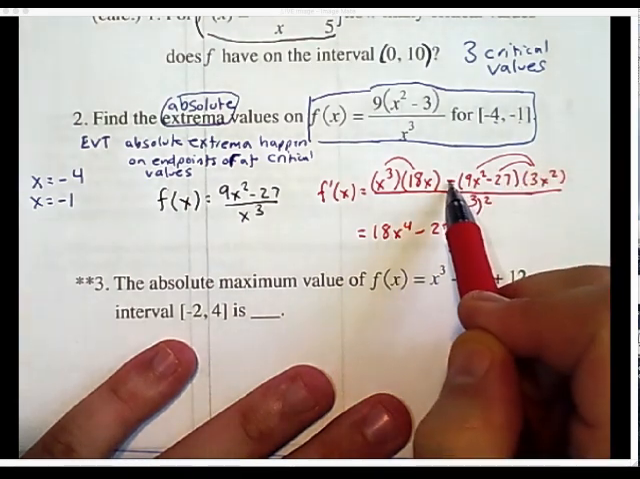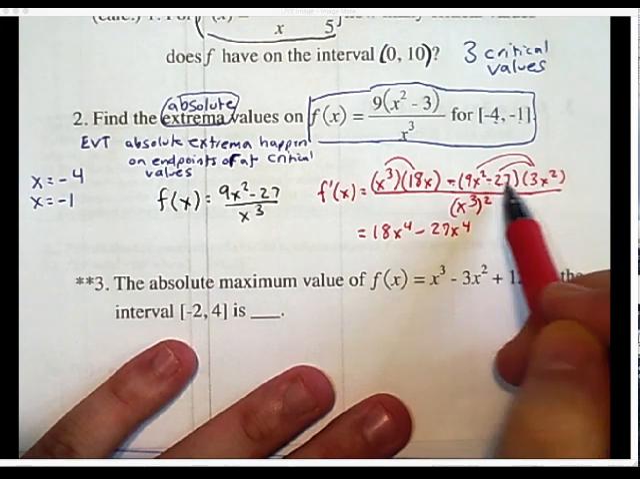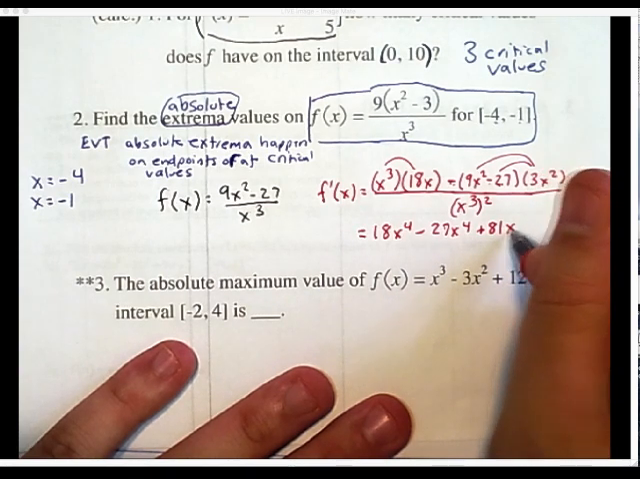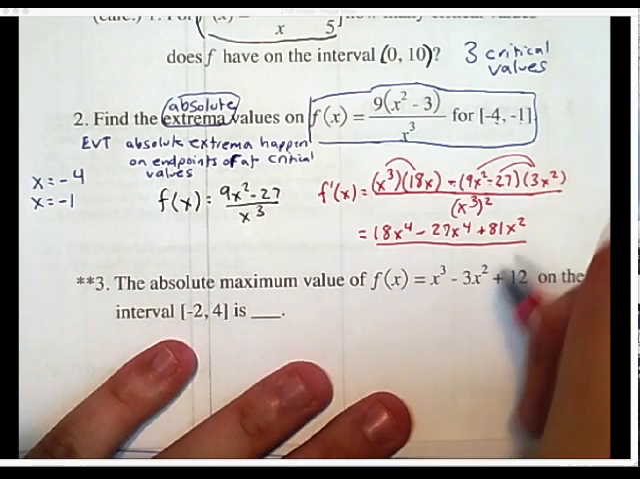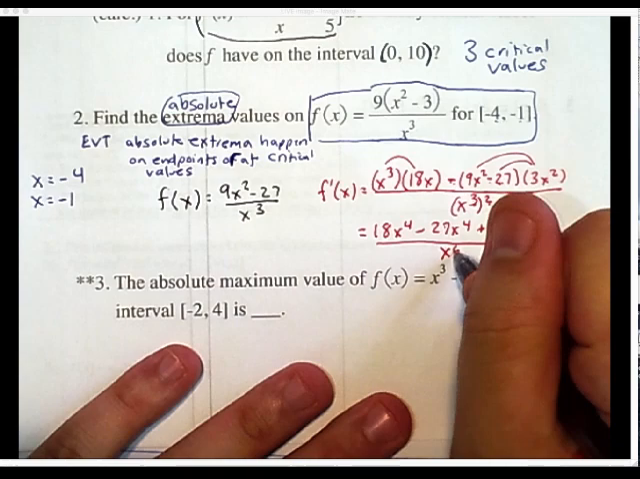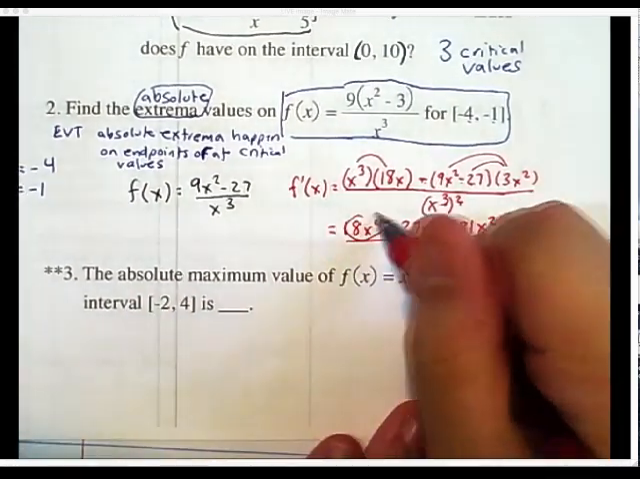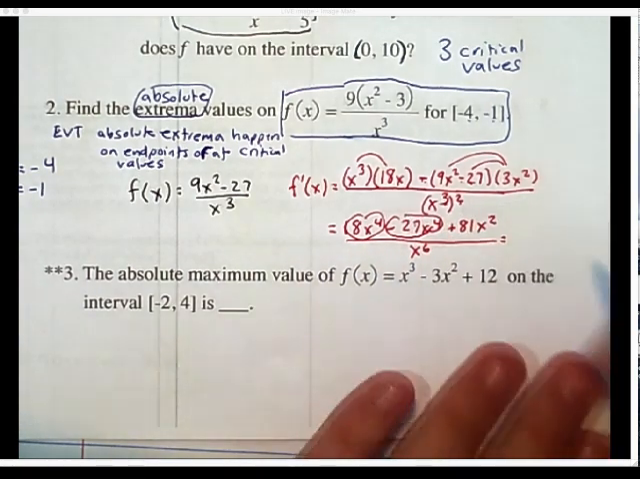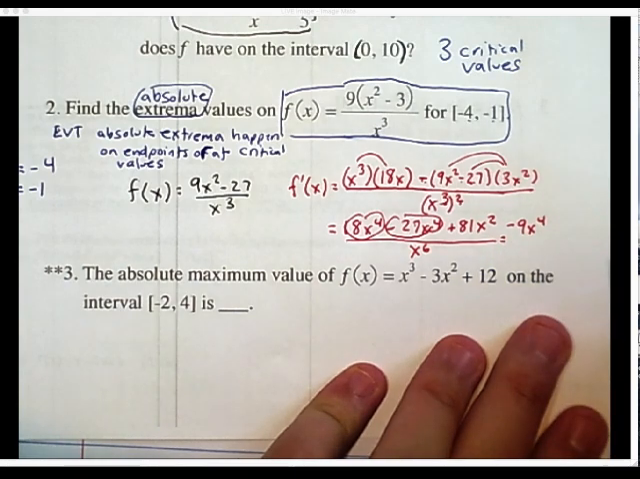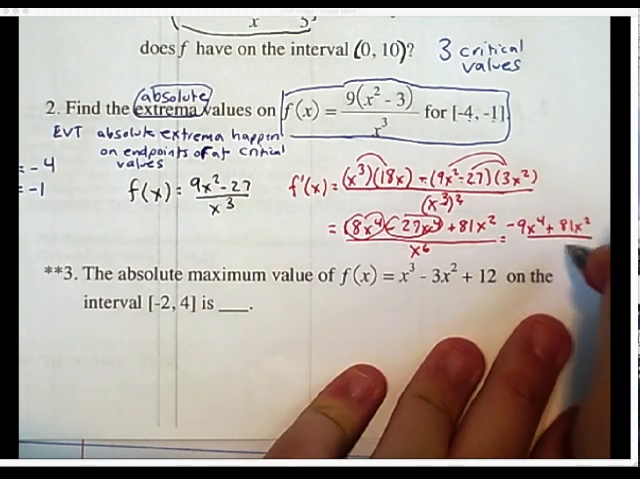If I do negative times negative 27, that's positive 27. And positive 27 times 3 is positive 81 x squared all over x cubed squared, power to power, you multiply those, it's x to the 6th. And if I simplify this a little bit, these are like terms, I can combine those. 18 minus 27 is negative 9 x to the 4th, plus 81 x squared all over x to the 6th.